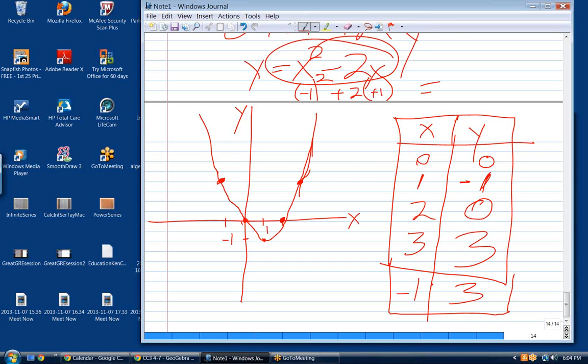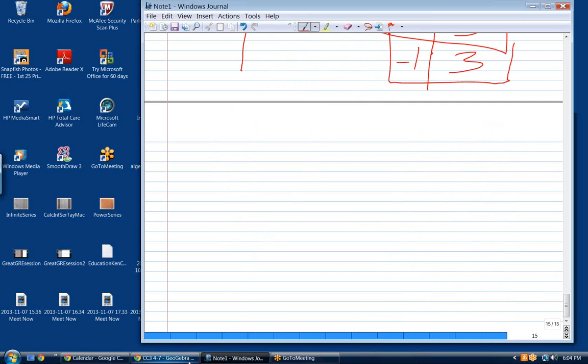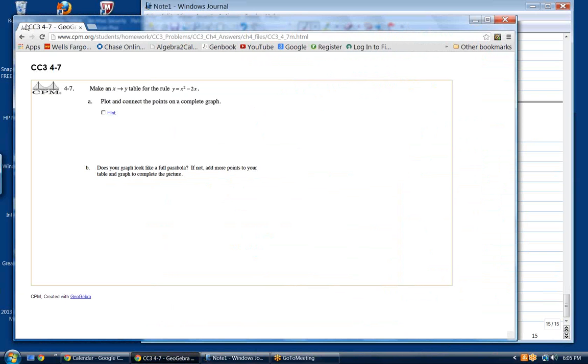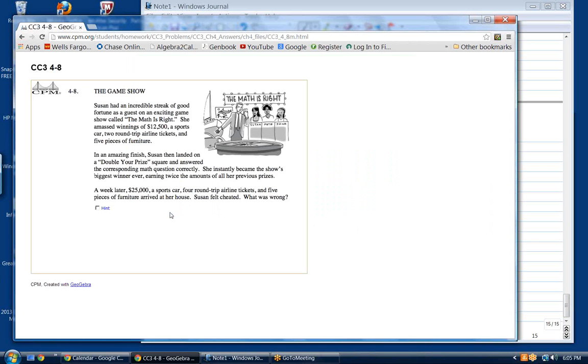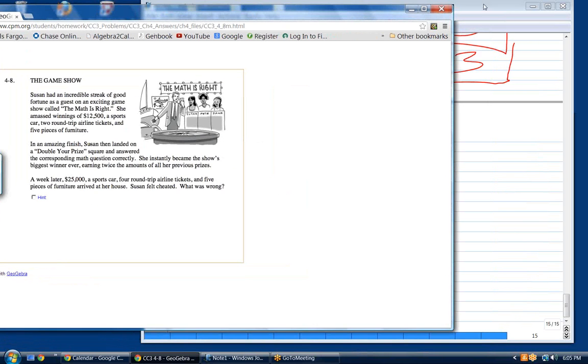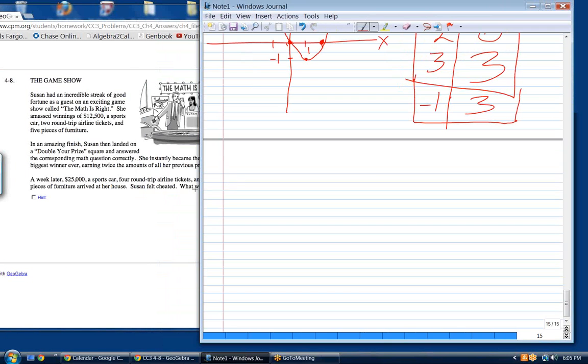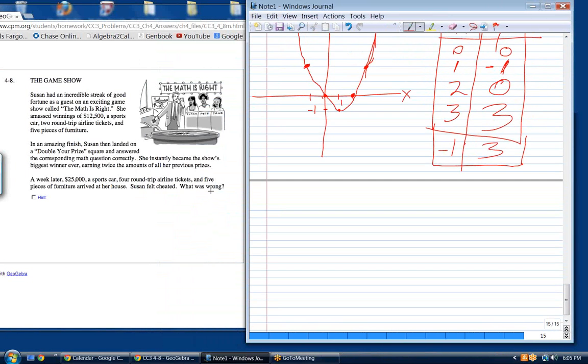All right. Let's go to 4. What's 4.8 have to say? Is that graphing also? I don't think so. You want to do this problem? Sure. Are you expected to be able to do this problem? Yeah. Okay.